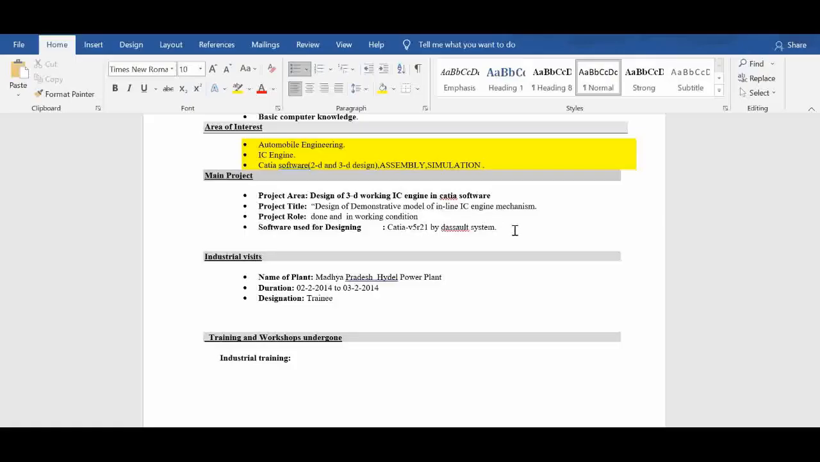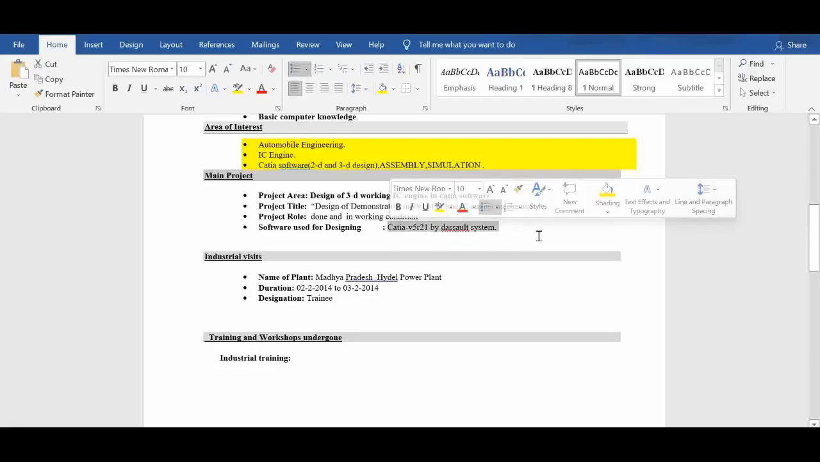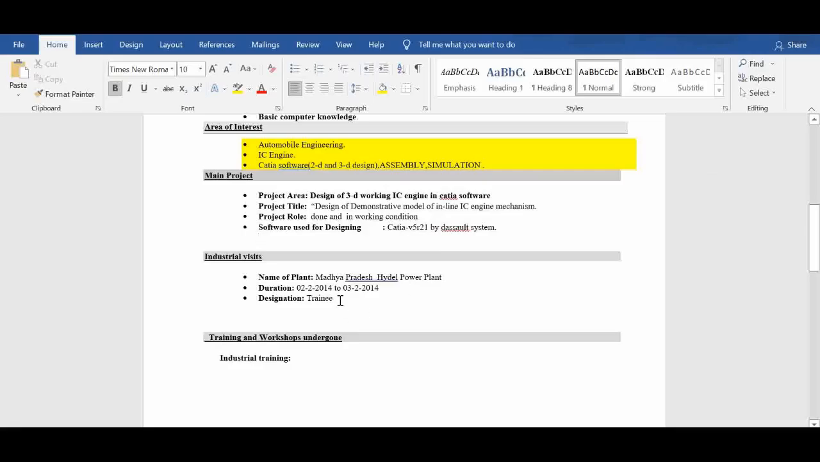And in that project, tell that you have worked in a team of 5 or you have done it alone, and this software is currently being maybe used by the university or the college for solving this and this problem. Like the Dassault system, software used for designing kaise, he has mentioned kaise at least 3 to 4 times. You need to avoid this. Okay. Then the industrial visit. So this is basically an internship.